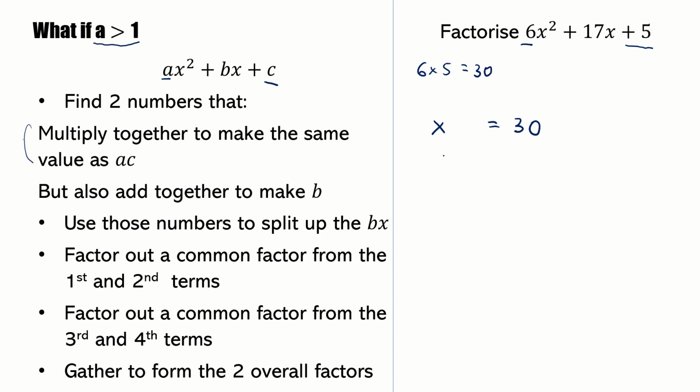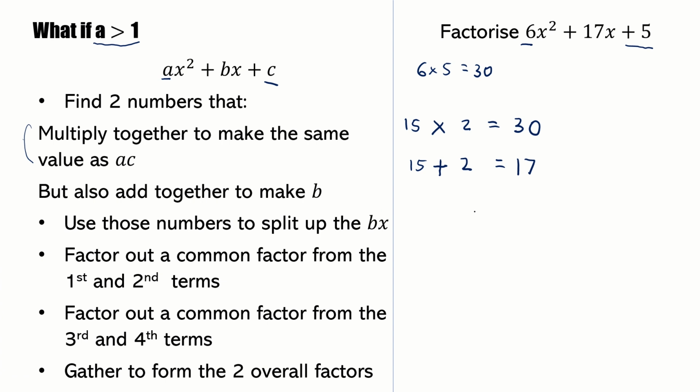And then we're also looking for two numbers that add together to still make the term in the middle, the 17. So we've got to think about that for a while. I mean, you've got quite a few options, haven't you? You've got 30 and 1, 15 and 2, 3 and 10, 5 and 6. But after a bit of thought, you'll realise it's 15 and 2 that are going to work there.